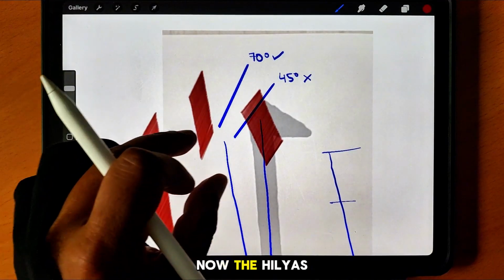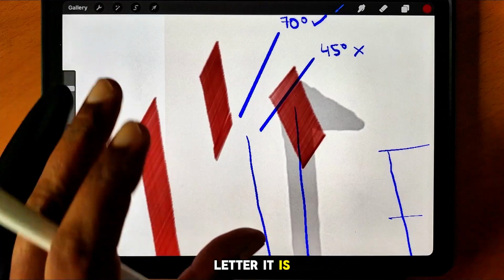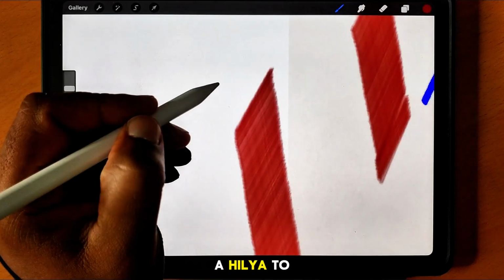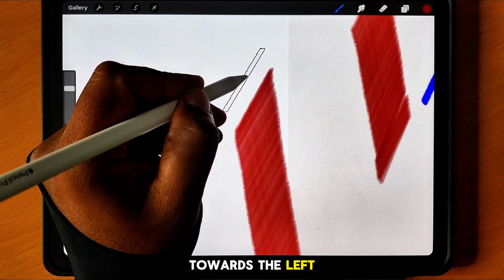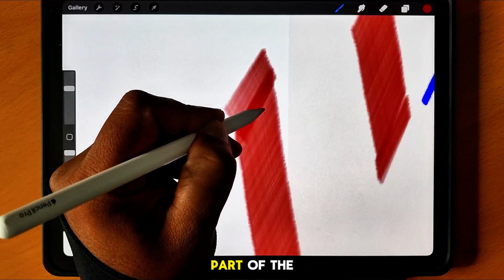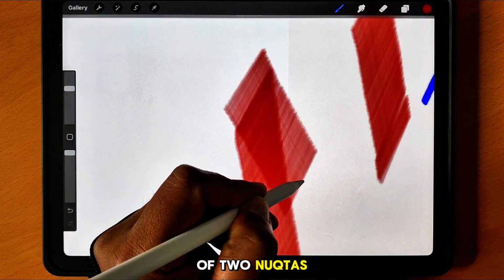Now, the hilyas range in size and shape depending on which letter it is. So this specific hilya we are talking about is for the alif, and also for other stem letters like the lam. So let's go ahead and add a hilya to this alif here as well. We're going to start off a little bit higher, a little bit towards the left-hand side, and we're going to come down, overlap this top part of the alif, and we're going to keep on going for a distance of 2 nuqtas.